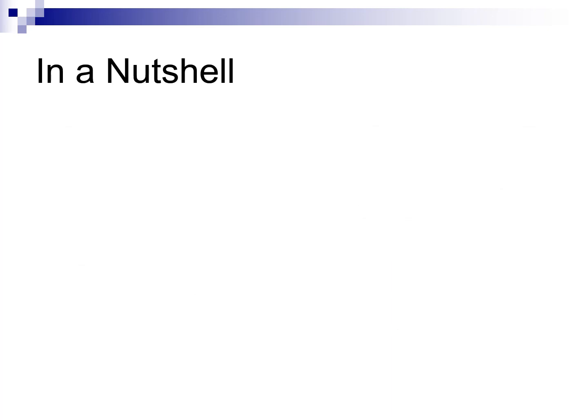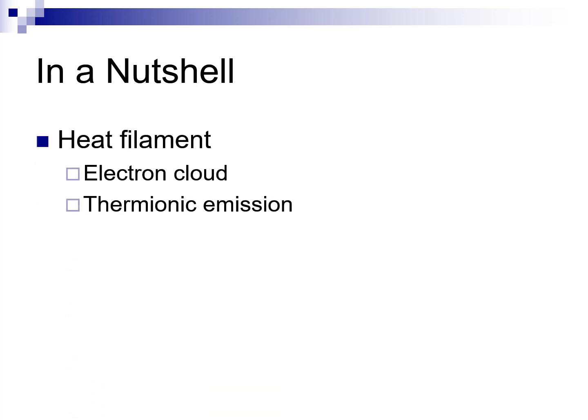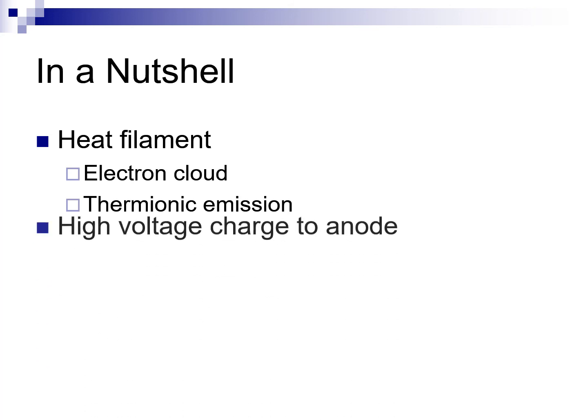Let's take a minute to review the sequence of events that leads to production of the X-ray beam. First, heat the filament to white hot. This produces an electron cloud around the filament. The higher the mA station selected, the hotter the filament, the larger the electron cloud. This process is called thermionic emission.